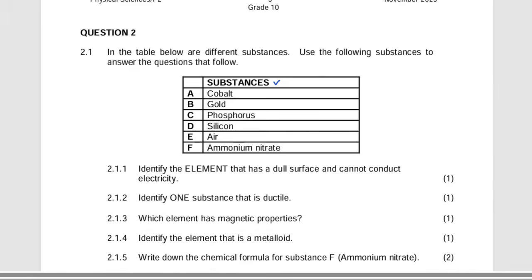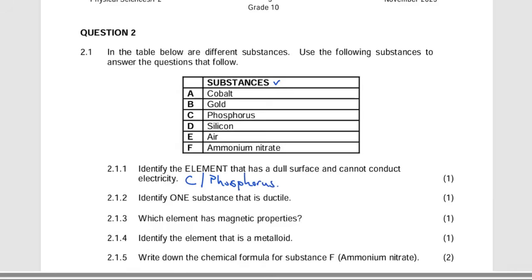Then here, according to 2.1.1, it says, identify the element that has a dull surface and cannot conduct electricity. So it's dull, then also it cannot conduct electricity. So our option for this one is going to be our phosphorus, which is option C. So I can just say element C, or I can be specific in terms of which element is our C there. So this is our phosphorus, like that, right?